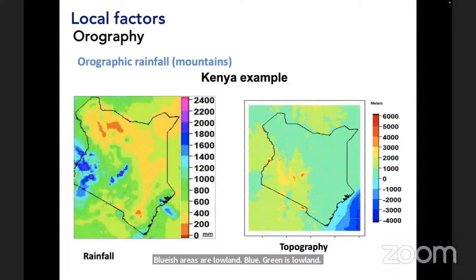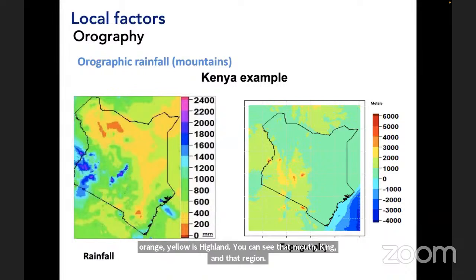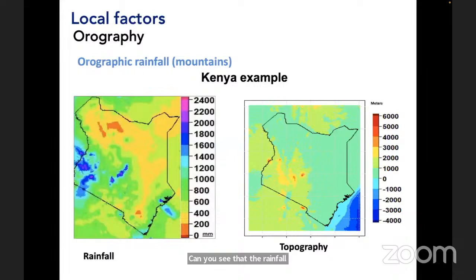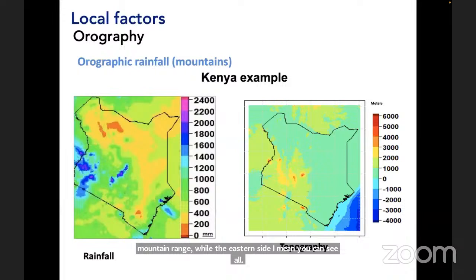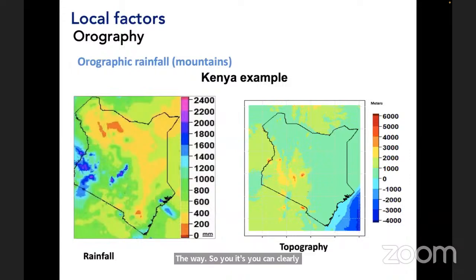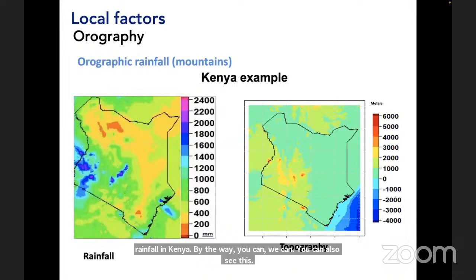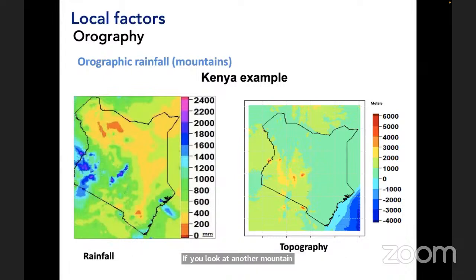You can see Mount Kenya and that region. Can you see that the rainfall for Kenya is actually on the western side of the mountain range, while the eastern side is dry? So you can clearly see the impact of elevation, the impact of orography on rainfall in Kenya. By the way, you can also see this if you look at Ethiopia and other mountainous African countries.